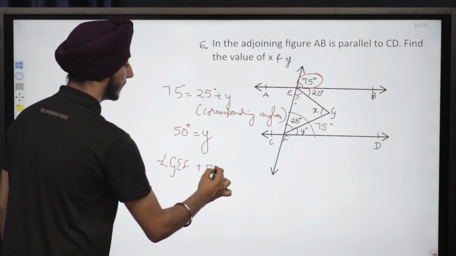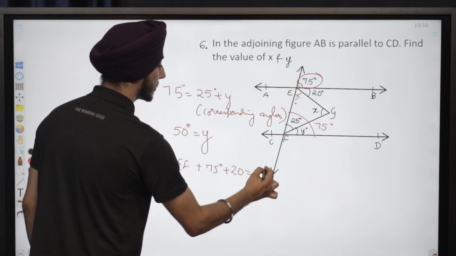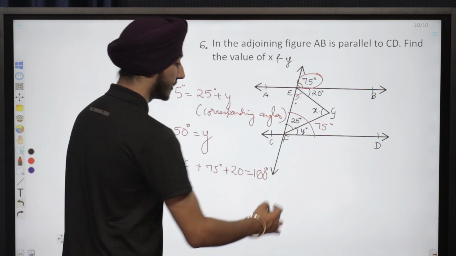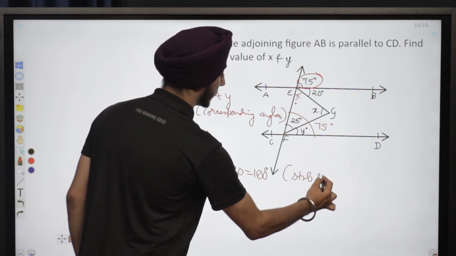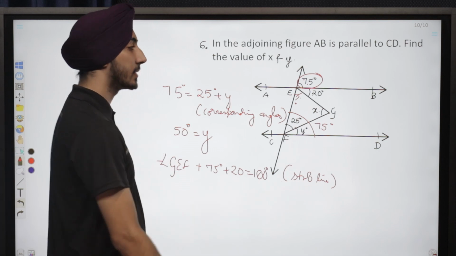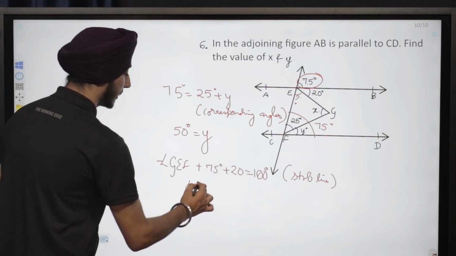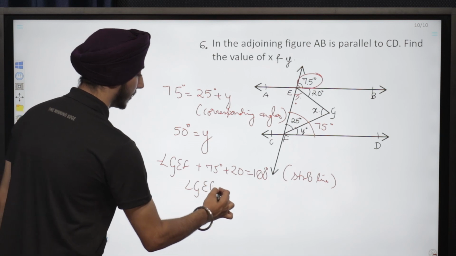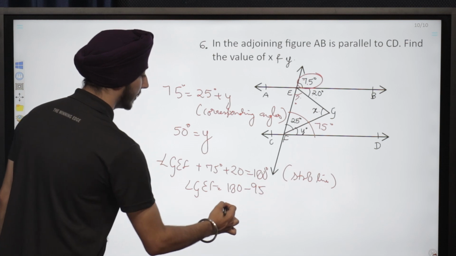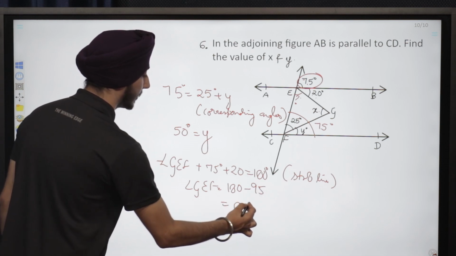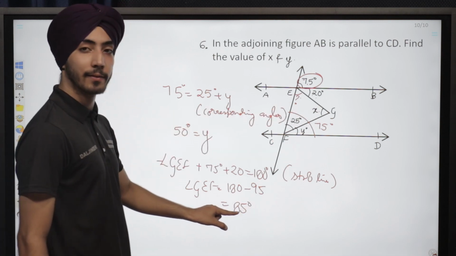plus 75 degrees plus 20 degrees is equal to 180 degrees because they are on a straight line. And the reason you'll write down is straight line. I'm writing it in short form. You have to write it in proper words, obviously. So 75 plus 20 will give you 95. So angle GEF will be 180 minus 95, which will give you 85 degrees. So this angle where I had put a question mark comes out to be 85 degrees.